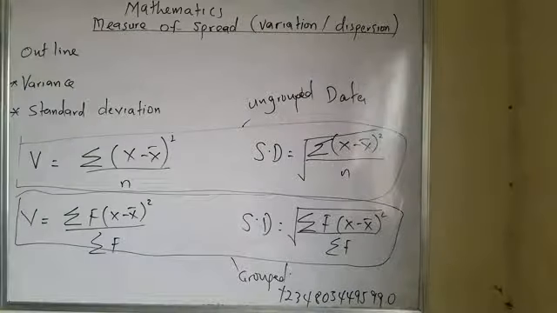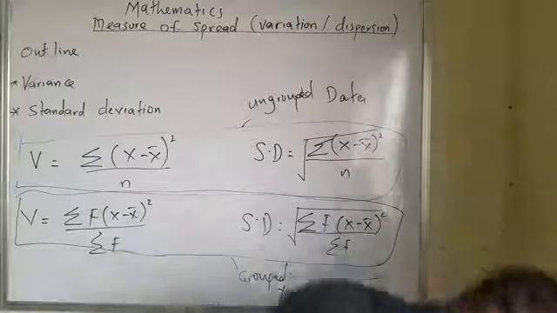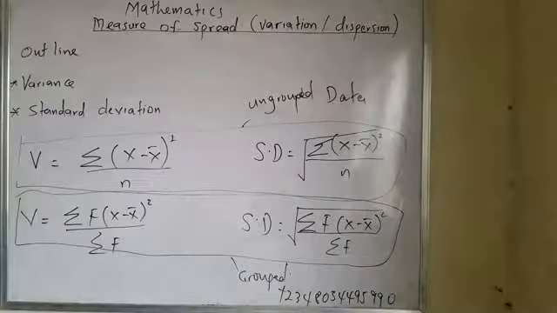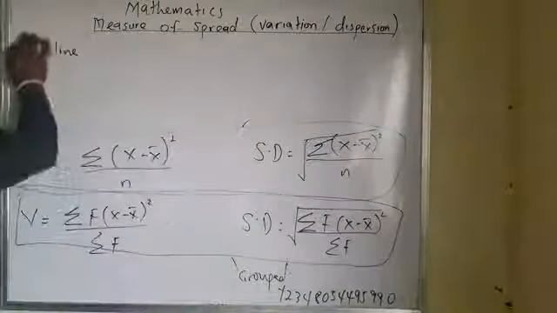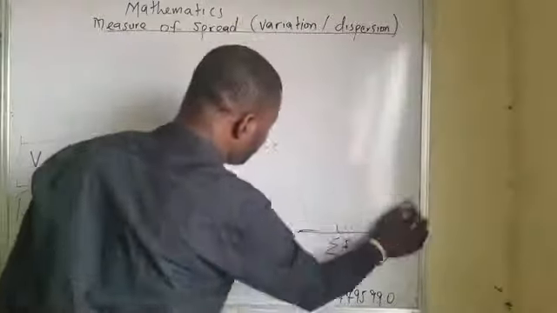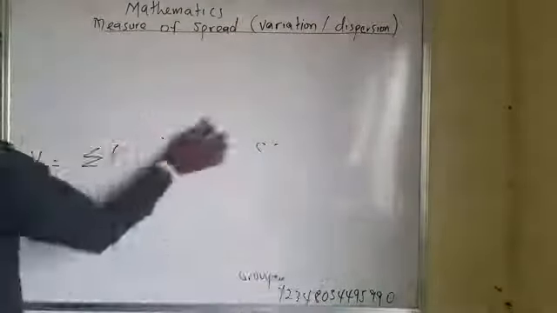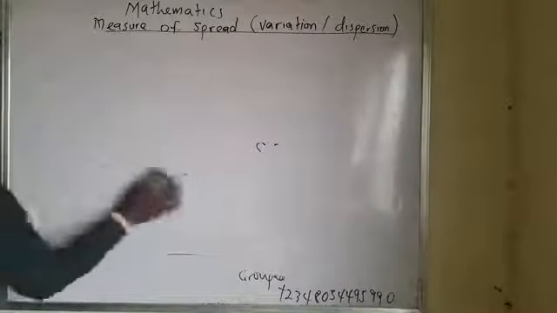Now, let me cite some examples on this part so that you can understand it very well. Let me show one or two examples for grouped and ungrouped, if time permits. Okay, let's see how it goes.